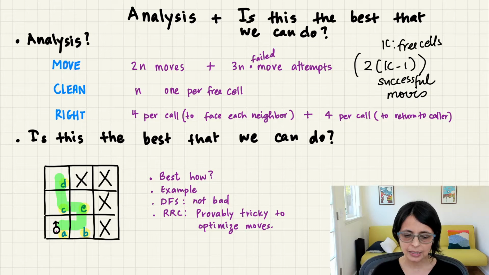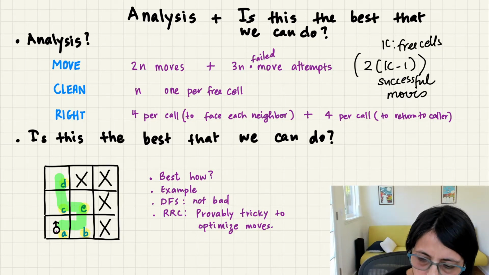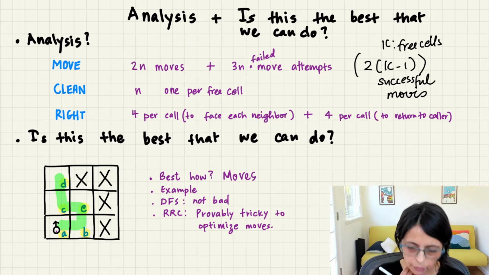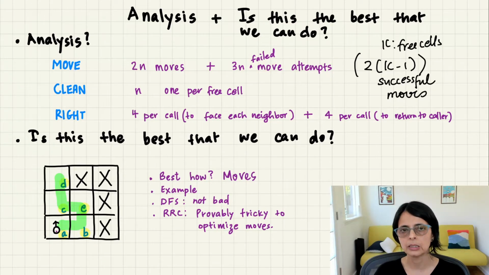Now, is this the best that we can do? Well, best how? Depends on what we mean by best. Are we trying to optimize the moves, the clean commands, or right turns, or all of it? So let's say moves, okay? So let's do moves. For now, we're already doing the optimum business in terms of clean and ignoring the right turn cost for now. Let's say, is our algorithm making the least possible number of moves in order to clean all the free cells?